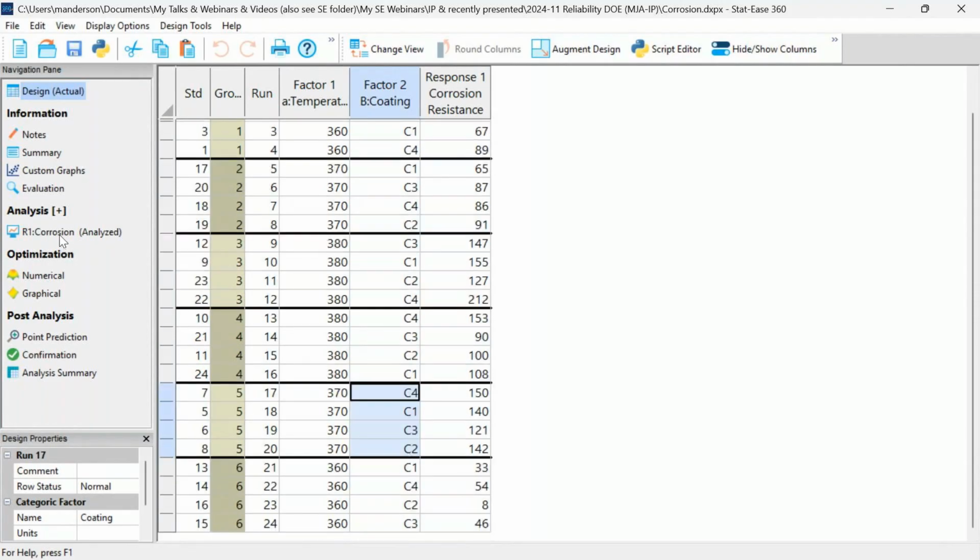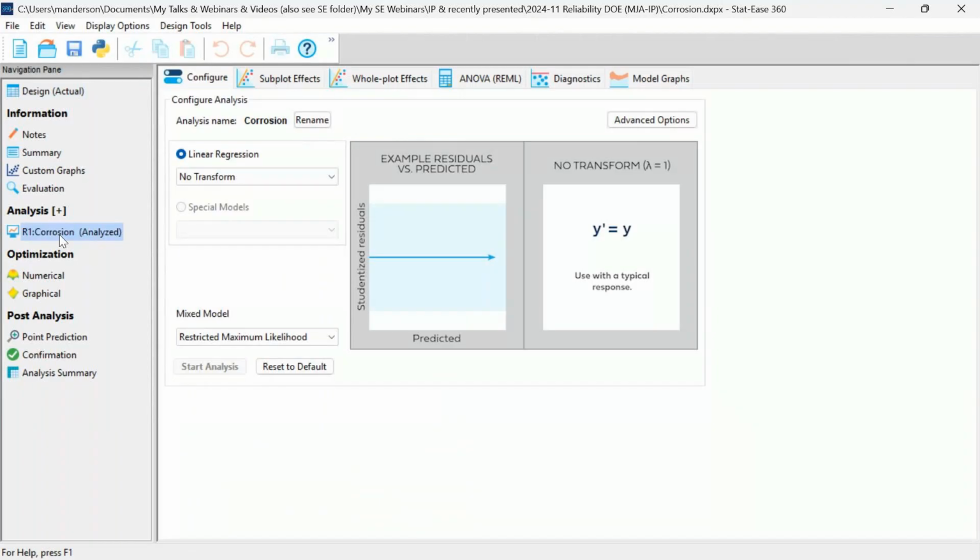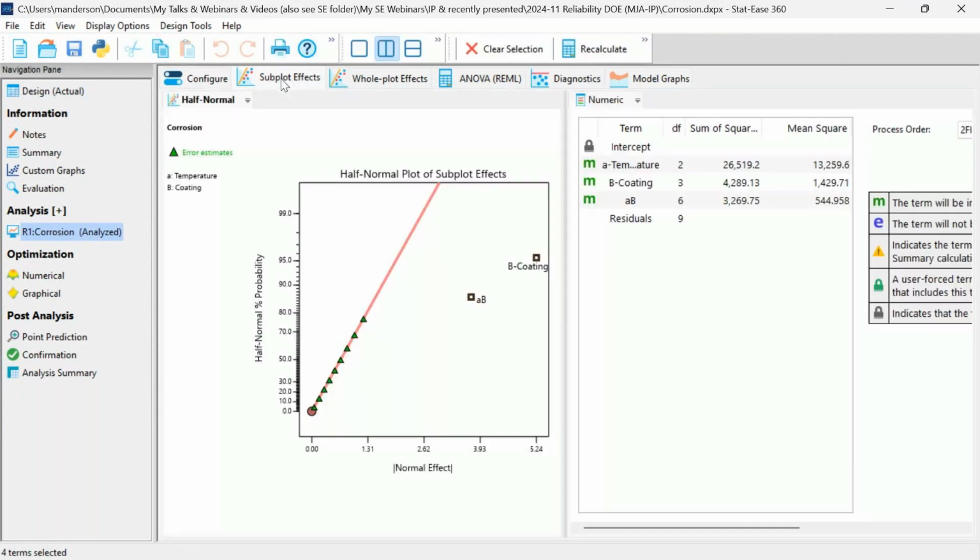So let's see how this analyzes. Now, when I attended the George Box seminar in 1996, it was the first time I saw that you can use two half normal plots. And I love this graphical selection method, and I was very excited to come back to Stat-Ease and my business partner, Pat Whitcomb, to talk to him about this, and subsequently it got implemented in our software. So that we have the subplot effects shown here.